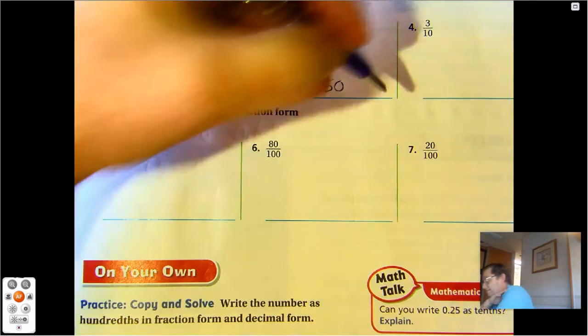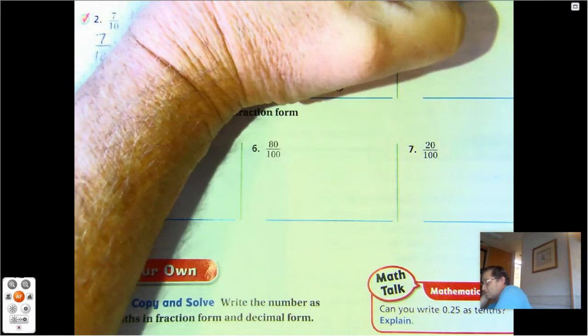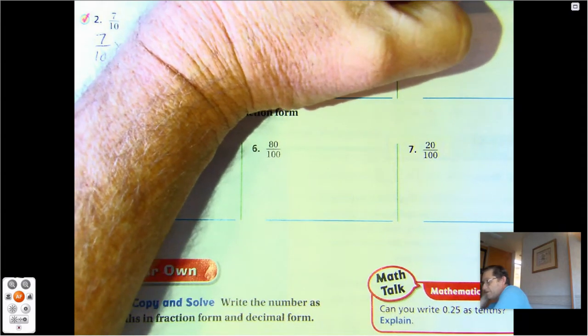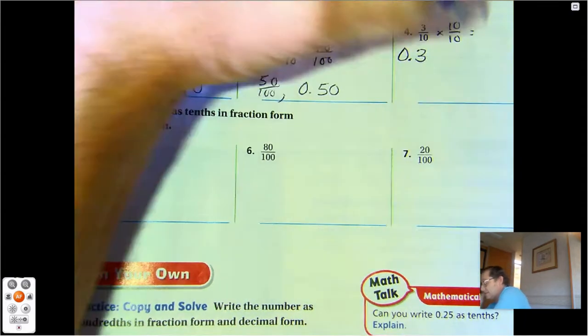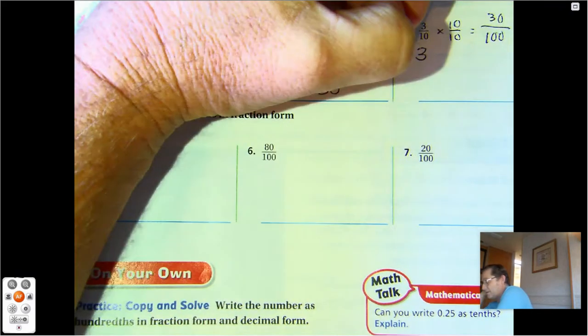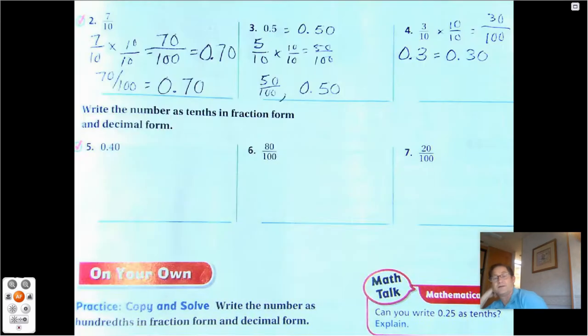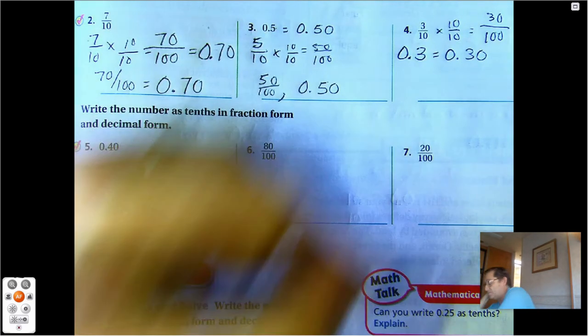Number 3, 3 tenths. We would write that as 0.3 as a decimal. We would multiply the denominator by 10 to get hundredths, and 3 times 10 is 30. So 3 tenths as a decimal is equivalent to 0.30 as a decimal.